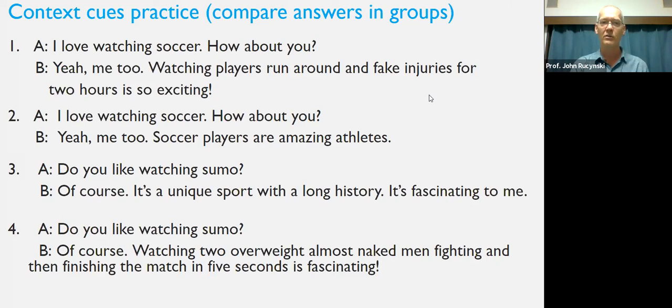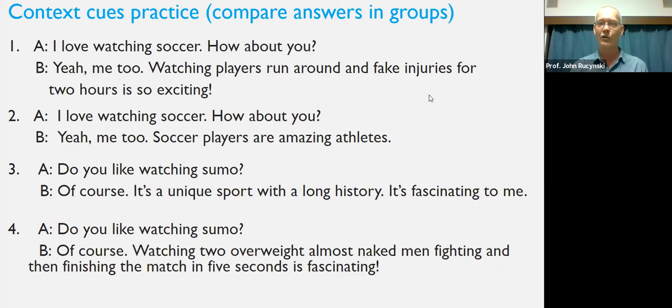And number two, three and four, do you like watching sumo? Of course, it's a unique sport with a long history. It's fascinating to me. And then another example, of course, watching two overweight, almost naked men fighting and then finishing the match in 5 seconds is fascinating. So note well, maybe some people like that, watching naked men fighting. But if not, four would be the sarcastic one.